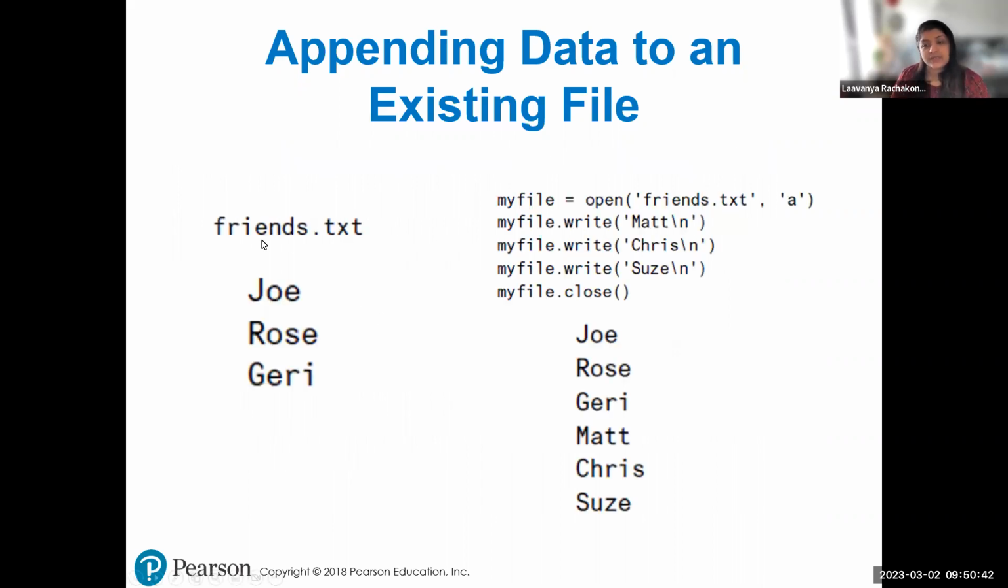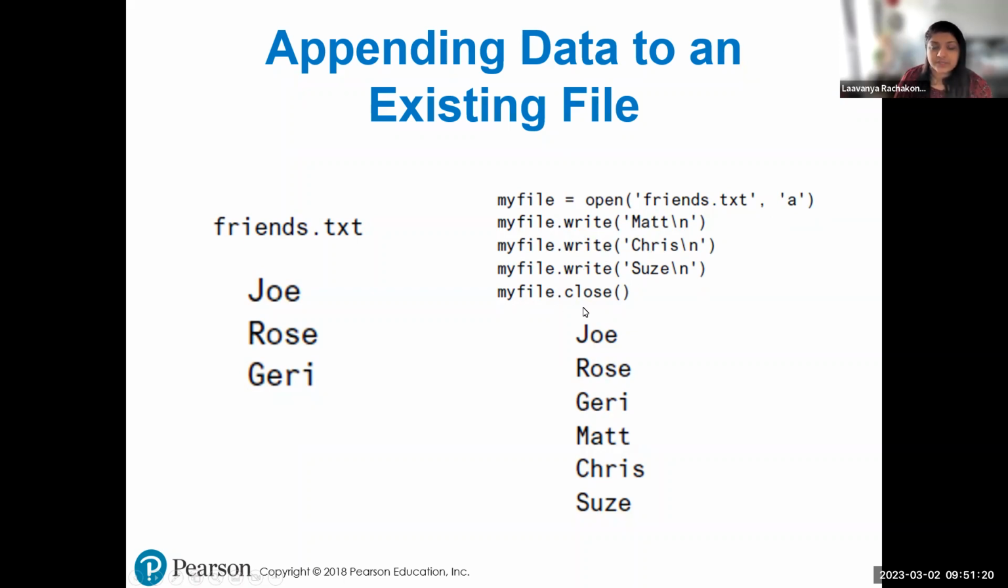So for the syntax, let's say friends.txt has the names Joe, Rosie, Rose, and Gary. And you are trying to write 3 more names into the file, but you're not trying to remove or delete the existing contents. So I'm using my file object here. myfile is equal to open(filename, 'a') as my mode, that is append. And then I'm using the write method. myfile.write("Matt\n"), or I could write it as myfile.write("Matt" + "\n") as well. And then write Chris, write Suze, close the file.